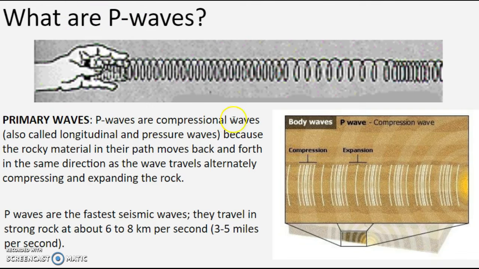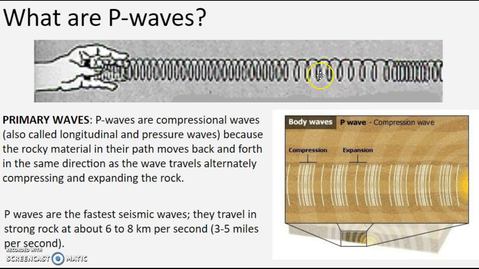P waves are what are called compressional waves, also longitudinal waves, sometimes called pressure waves, because the rocky material in their path moves back and forth in the same direction that the wave travels, alternately compressing and expanding the rock. So let's imagine we have a slinky. If I push and pull the slinky, the coils are going to compress together and spread out in different regions, and that wave is going to travel from left to right. If I'm a coil and this wave is traveling through me, I'm going to move away, then back, and my final location is going to be equilibrium, right back where I started. The wave is simply energy traveling through this medium.